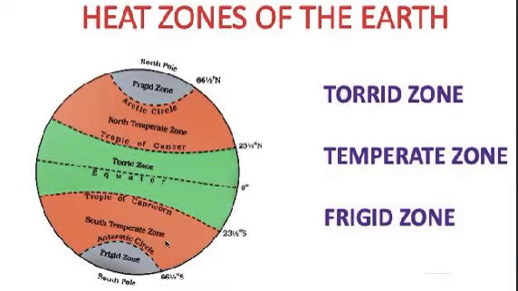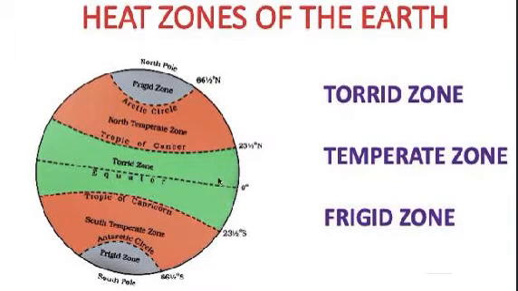Where are these heat zones? In this diagram, you can see the area between the Tropic of Cancer and the Tropic of Capricorn. These areas, which are colored here with green color, are called the torrid zone. It means the area between the equator and the Tropic of Cancer and between the equator and the Tropic of Capricorn. This area is called the torrid zone.